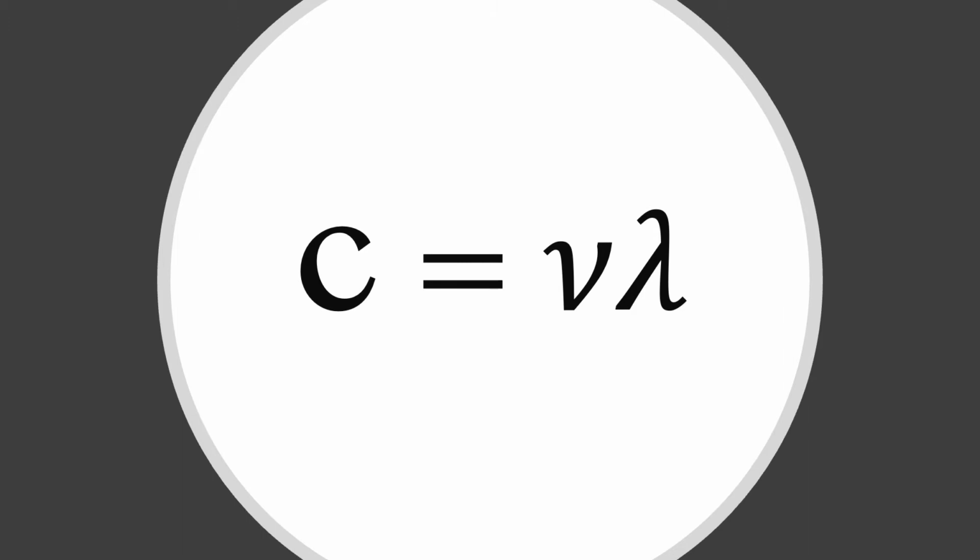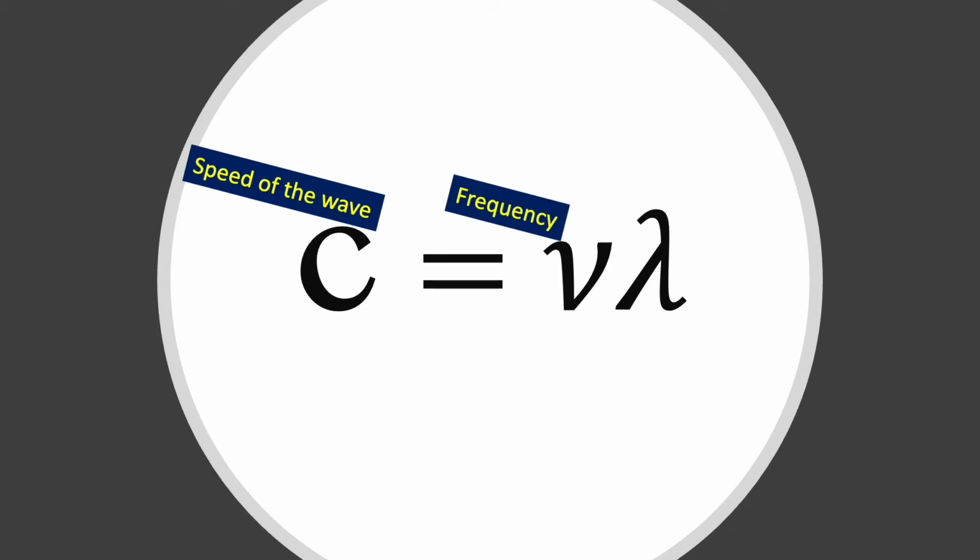This is the wave equation. Anything that behaves according to the wave equation is called a wave. Simply, c is the speed of the wave. Nu is the frequency of the wave. Lambda is the wavelength. From this equation, you can see that the speed of the wave is a constant and therefore the frequency is inversely proportional to the wavelength.